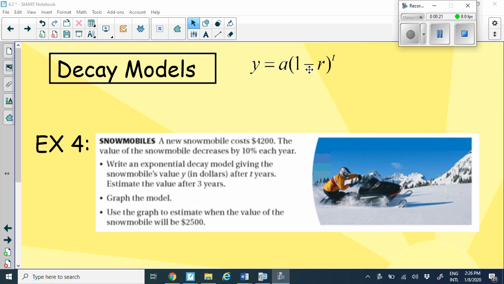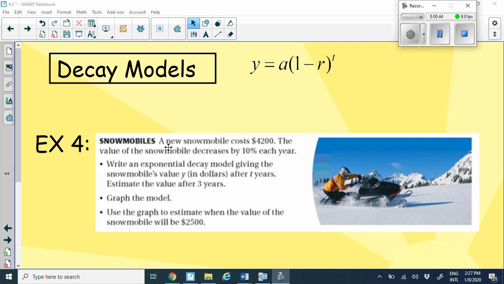So know that if you need to use a growth model, which is y equals a times 1 plus r to the t, maybe in your problem it'll say something is increasing or growing, or it could even say just in the problem to write an exponential growth model. Now, if it's a decay, you might see the words decrease or going down, okay, decreasing? Or another way is saying write an exponential decay model. So those are ways you can tell which model you need to use.